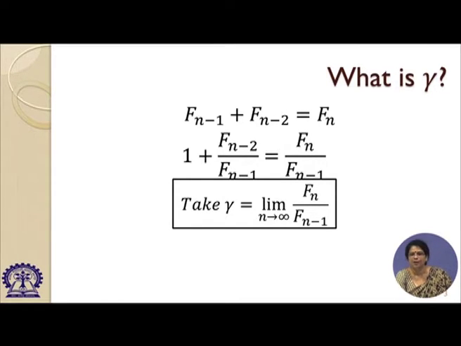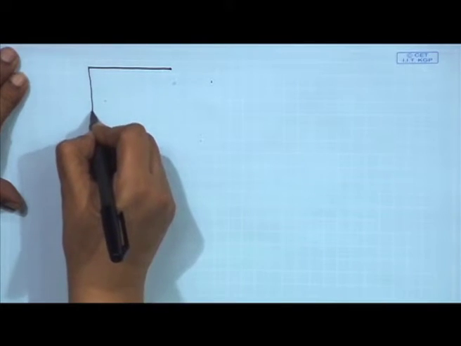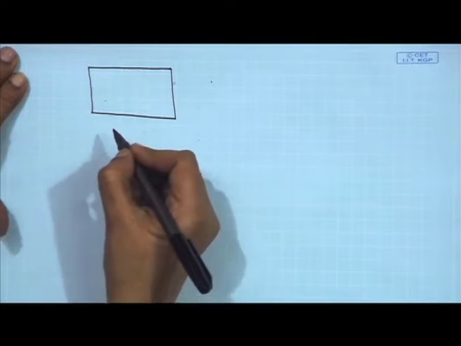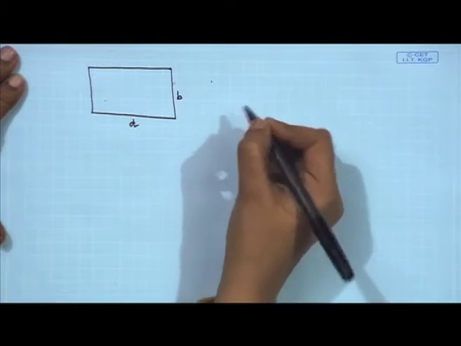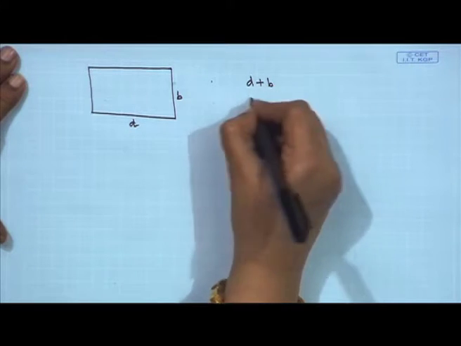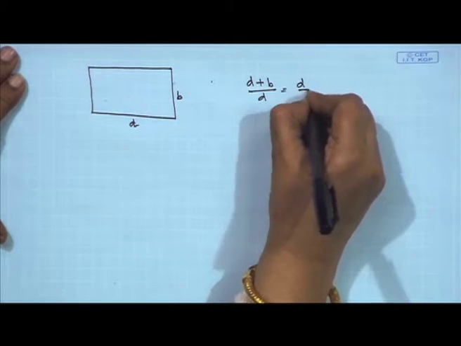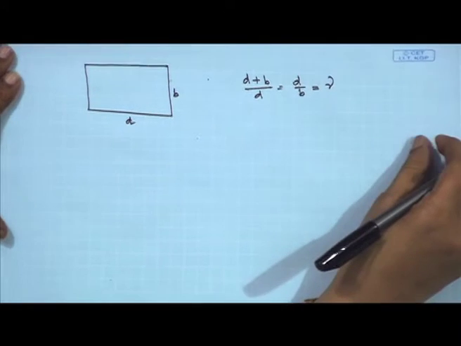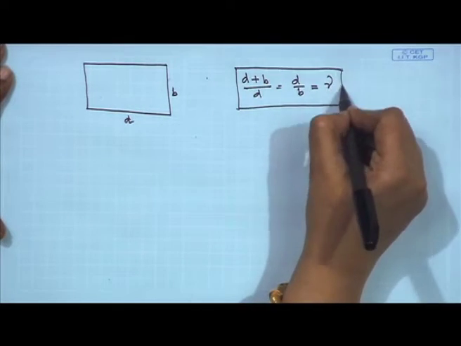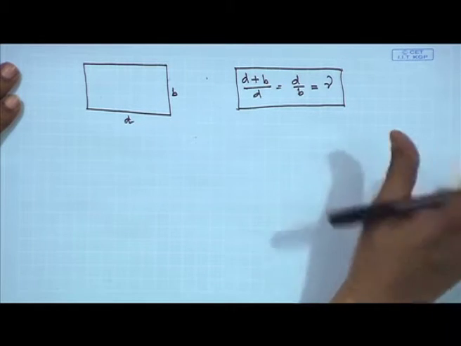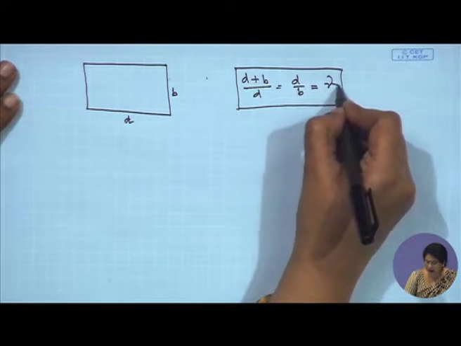That is the beauty of it, because it has been the Greek architects who said that if we design a room of rectangular form, with two sides D and B, and we consider (D plus B) divided by D equal to D by B equal to gamma, and we design the room by considering this ratio, we will see that the room will always have a pleasing property. This gamma value has come from there only.